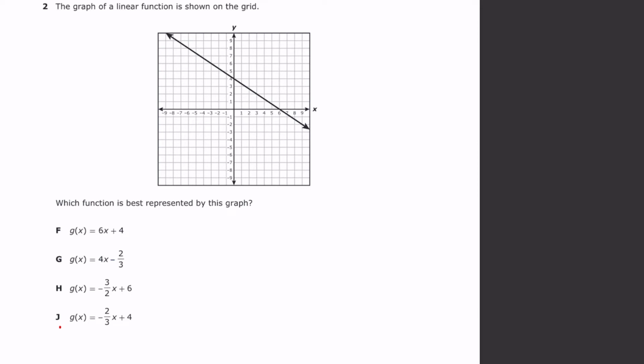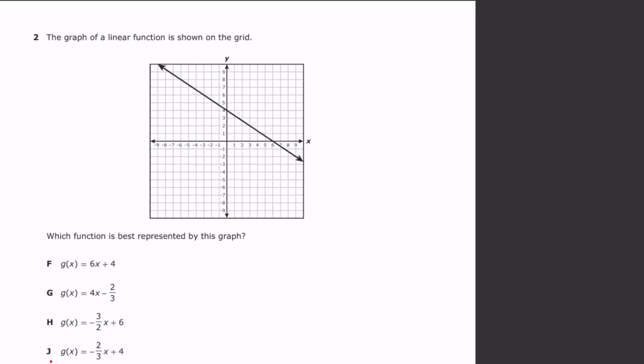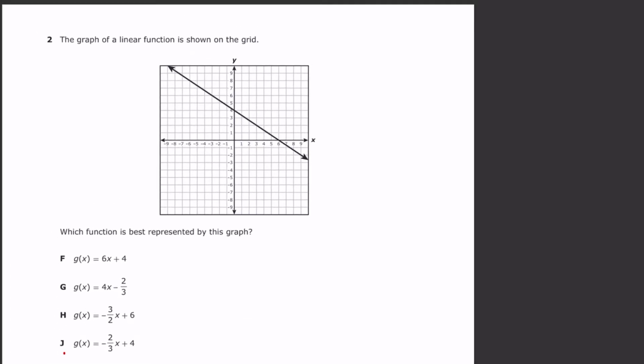Second problem: the graph of a linear function is shown on the grid. Which function is best represented by this graph? Looking at the graph, we can see the y-intercept and the x-intercept. The y-intercept is (0, 4) and the x-intercept is (6, 0). The y-intercept here is plus 4, so the options can be either F or J.